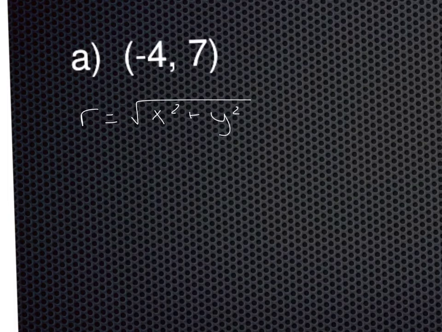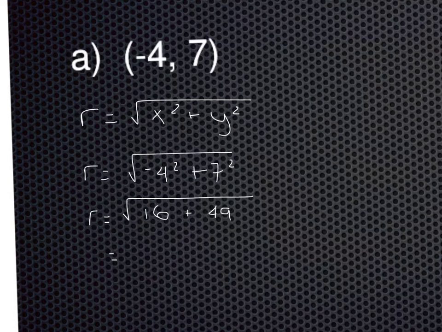So I'm going to go ahead and substitute that. R equals the square root of negative 4 squared plus 7 squared. Negative 4 squared. 7 squared. Add them, we get the square root of 65. We have r, we have x, we have y. That's sufficient to finish this problem.